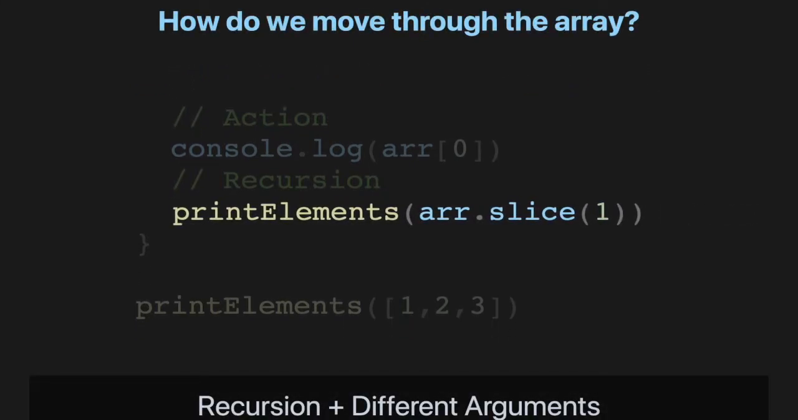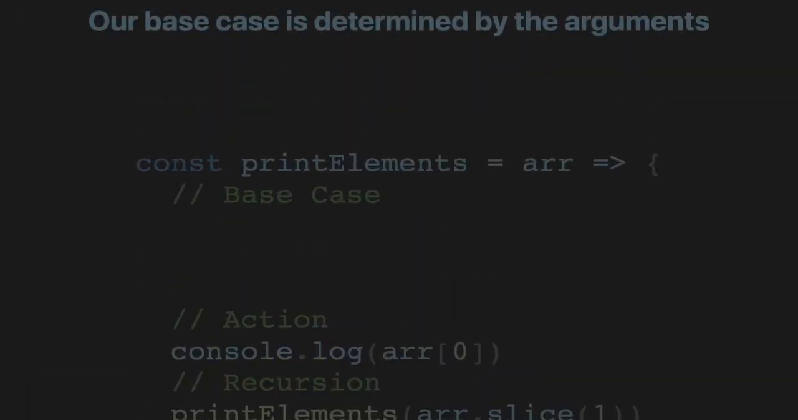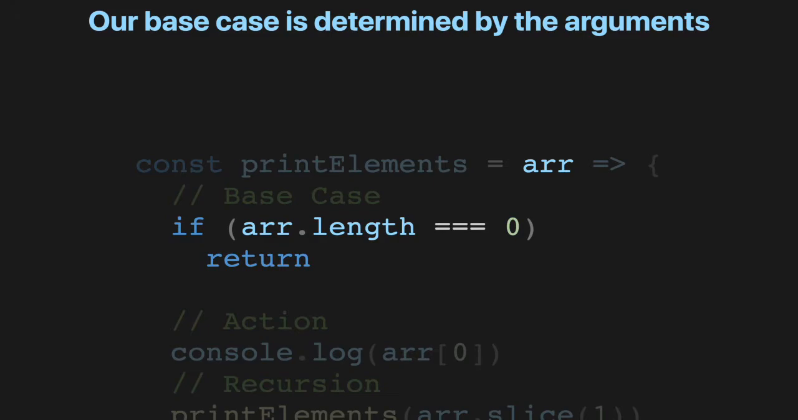So the question is, how do we move through the array? In the previous video, we said that we could do that with recursion and just changing the arguments, right? If we keep passing in the tail of the array, everything but the first element, eventually we're going to pass in an empty array. And that comes to our base case. So a lot of the times, our base case is determined by the arguments. It's not always, but most of the time it's going to be.